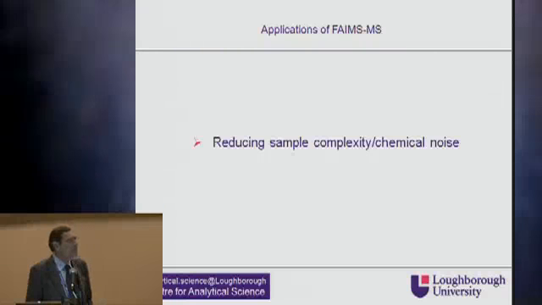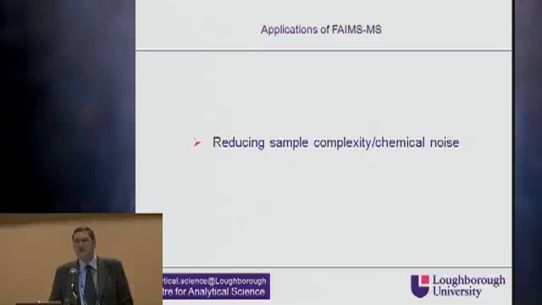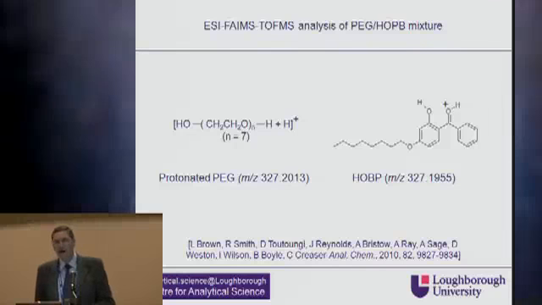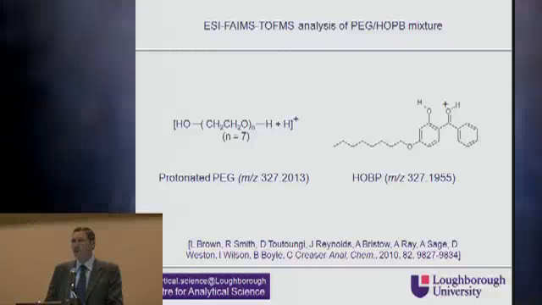The next example I'd like to talk about, and I think it's really important in terms of these separations, is about removing what I call the sample complexity, the chemical noise from a sample. And FAIMS is very good at this. We've got quite a lot of examples of these sorts of processes. I've chosen a couple to talk about today, and the first one relates to a potential pharmaceutical intermediate, HOPB, in the presence of an excipient, polyethylene glycol, a very common excipient in pharmaceutical formulations.